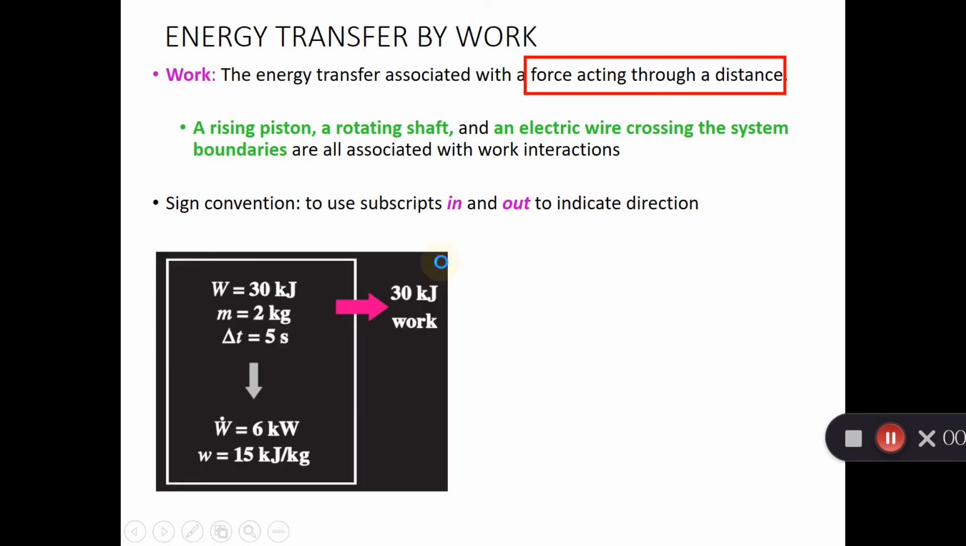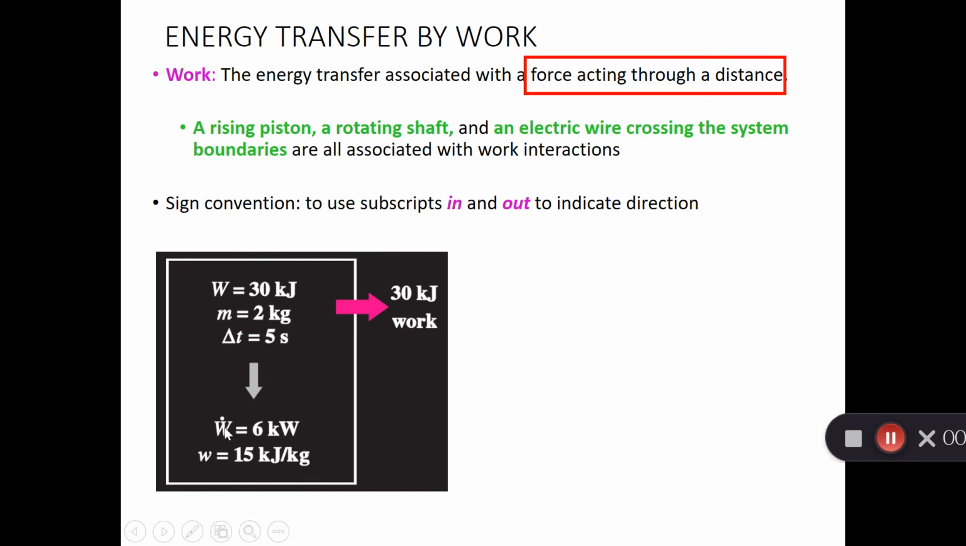Right? So the same calculations can be done. We have a total work. So the system now, look at this arrow, it's pointing out. That means the system is doing work. It's not specified what type of work. Doesn't matter. It can be a rotating shaft maybe. The system is moving a shaft attached to it. Maybe the mass is 2 kg, time is 5 seconds. So you can still calculate the same thing that you calculated for heat.